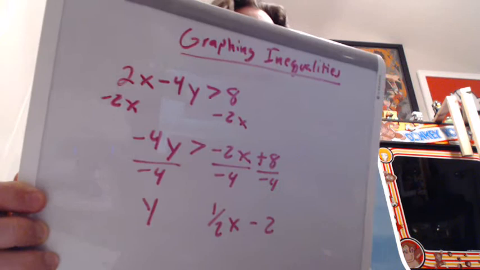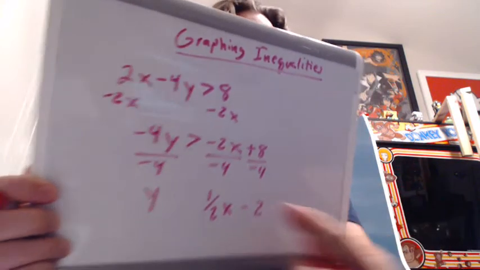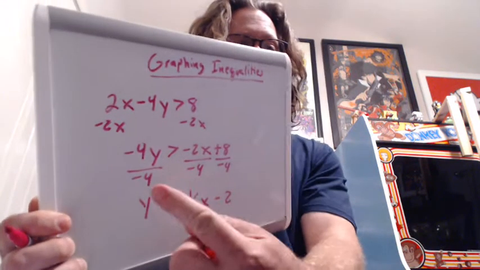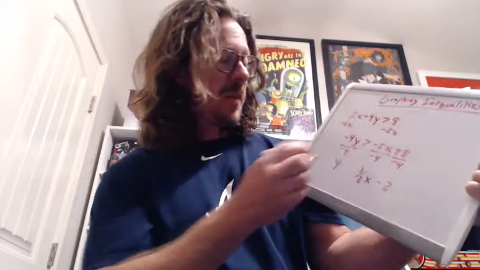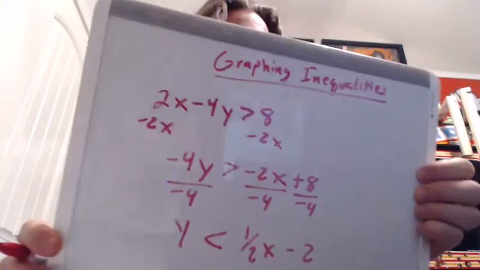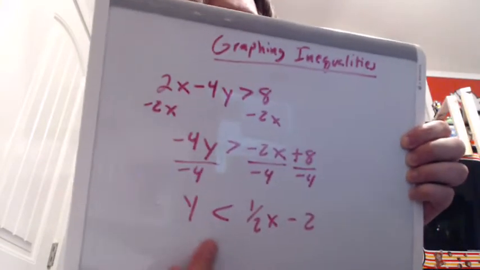Now, here's one of the reasons I did this problem. If you ever divide or multiply by a negative number on both sides, I don't know if you guys remember this, but you actually have to switch the sign, okay? So you see how it was greater than, now it's less than, okay? So basically, this is what we're going to be graphing, okay?